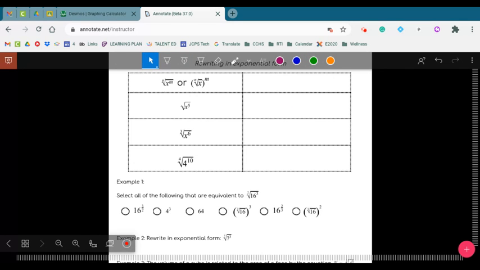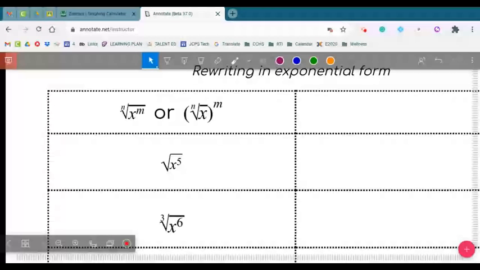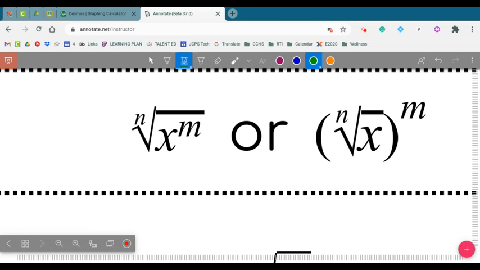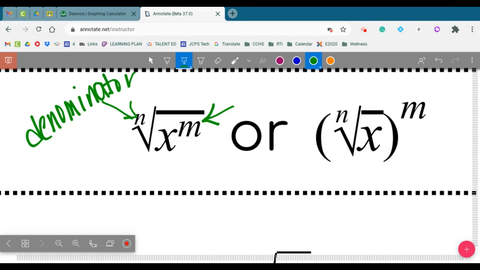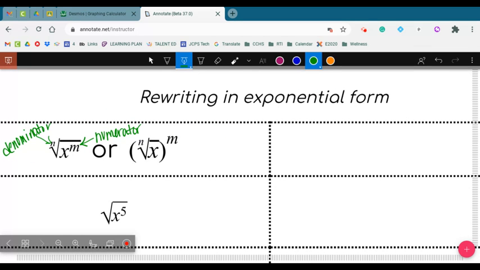So again, we have our table, except we're going to rewrite them in exponential. So if you remember, our index is our denominator, and the exponent is our numerator. So if I rewrite this, my base is x, my numerator is m, and my denominator is n.